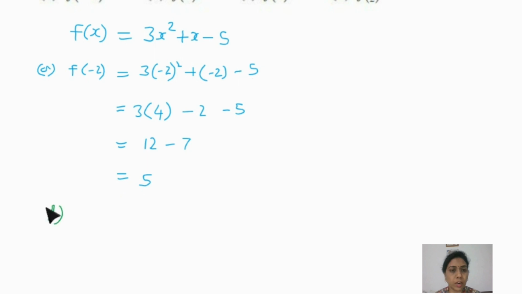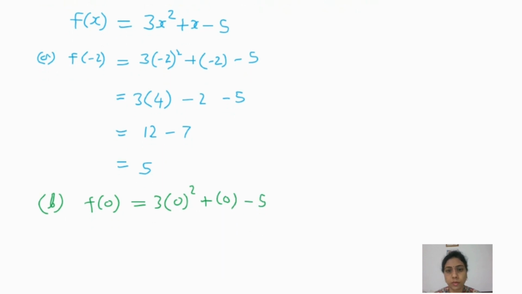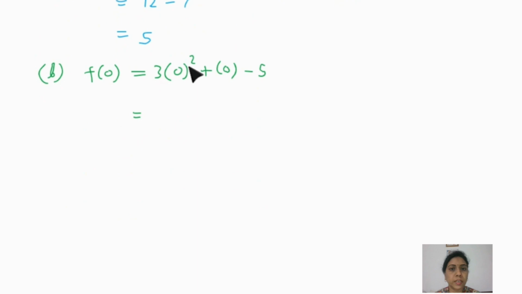Now B question, f(0). Here we can replace the x value with 0, and 0 square is 0. 0 times 3 is 0. This is 0, this is minus 5. So our final answer is minus 5.